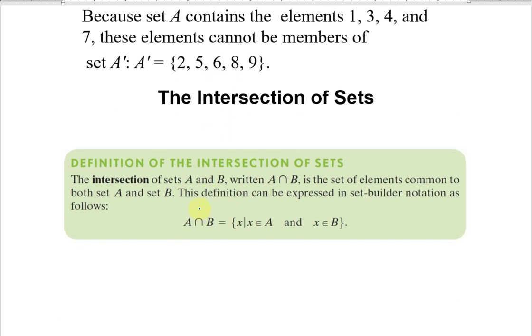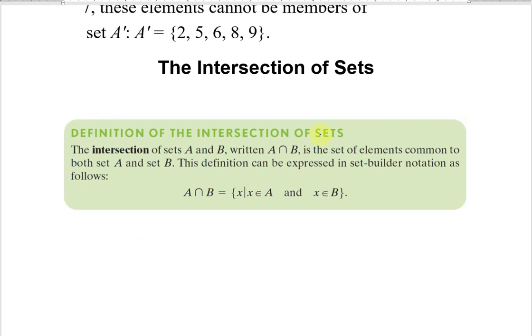The next one is the intersection of sets. The intersection of sets A and B is written as A, upside-down U, B. It is the set of elements common to both sets A and B, which means they belong to both A and B. So x belongs to A and x also belongs to B.